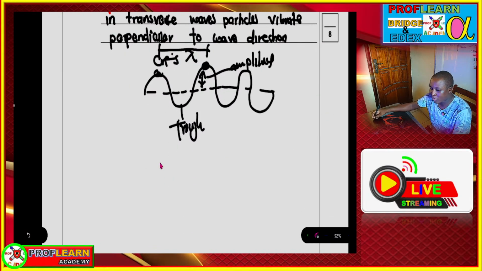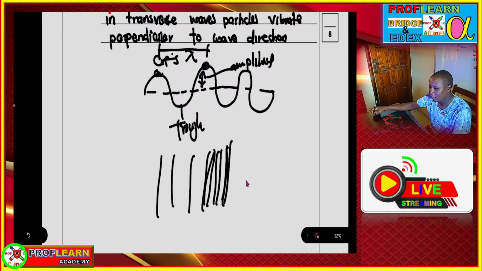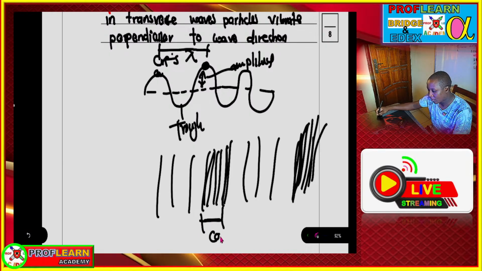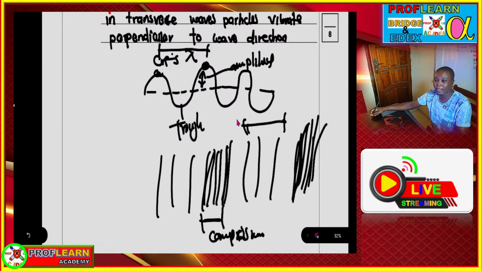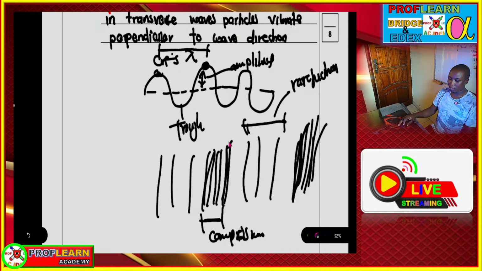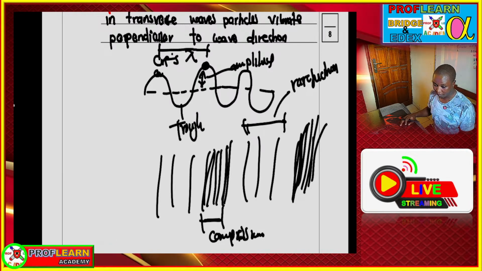But when we are talking about longitudinal waves, we have rarefactions and compressions. This point where the waves are spread out is the rarefaction, which is also termed as the region of low pressure. Regions of low pressure.